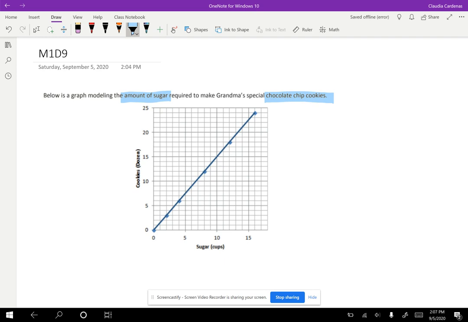And so what is actually being shown in the graph? Well, I see that it says the graph is modeling the amount of sugar and then also the cookies. We highlighted that. But the label on the x-axis, more specifically, is saying sugar. Let me just label it this way: sugar in the amount of cups, and the y-axis says cookies in the amount of a dozen. So a dozen cookies for every point on this graph. Okay, so let's first record the coordinates that we see from the graph.